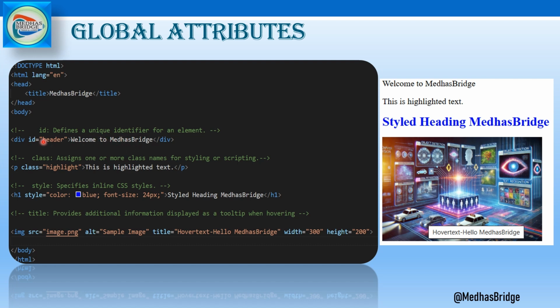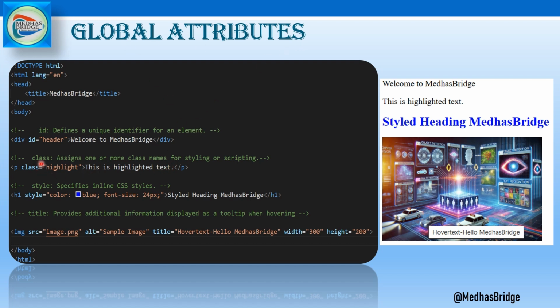So id means it defines a unique identifier for an element. Using this id, you can define different styles so that it will appear on your web browser. That's the idea. So you can refer to the id to change these properties. That's one way we are saying a global attribute.